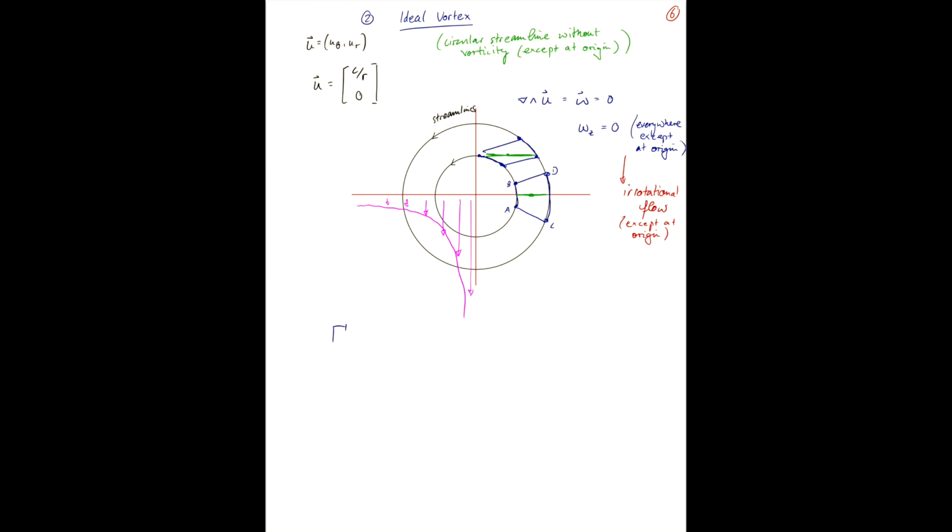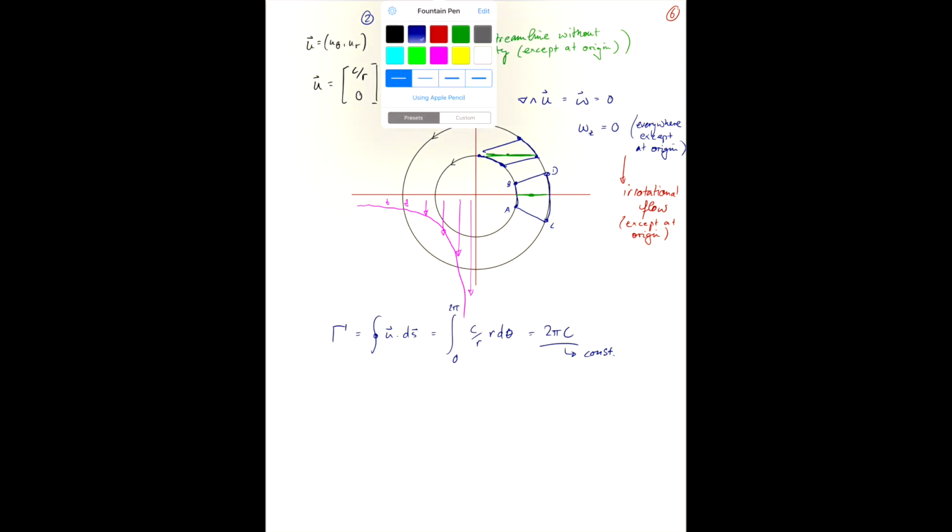If we look at the circulation for this case, the integral of u dot ds, we find that for any radius r, u is c over r times r d theta, which is just 2 pi c. So it's a constant. So no matter how large a radius you pick here for your circulation, it's always 2 pi c. And that means it's just the circulation that happens at the origin.